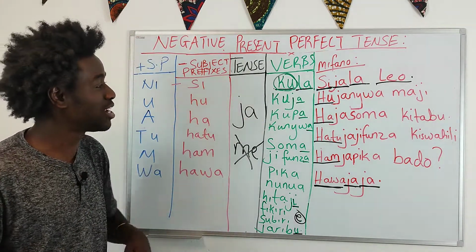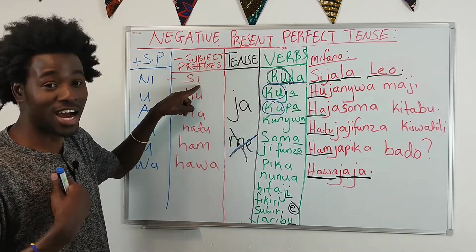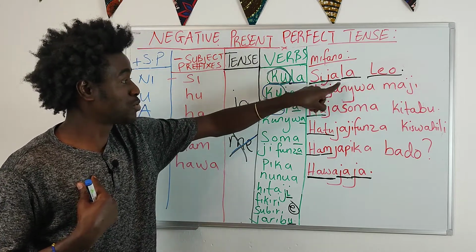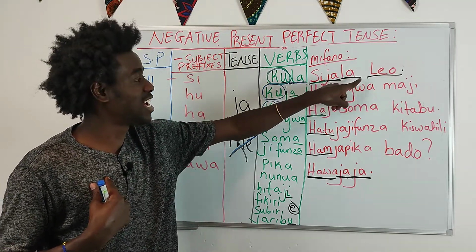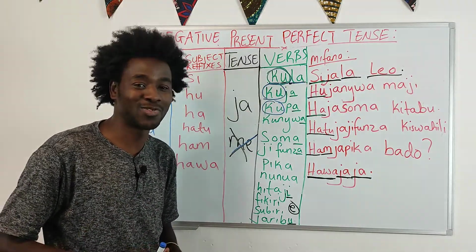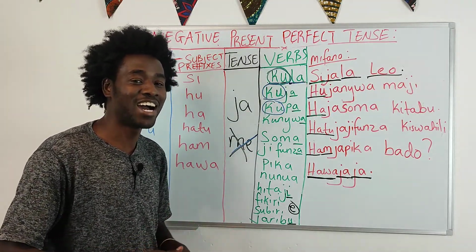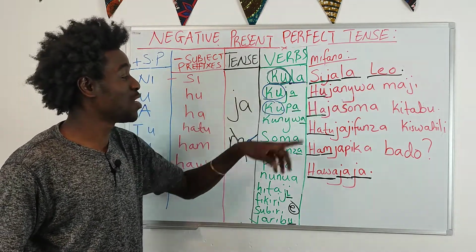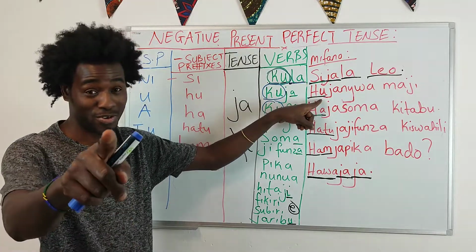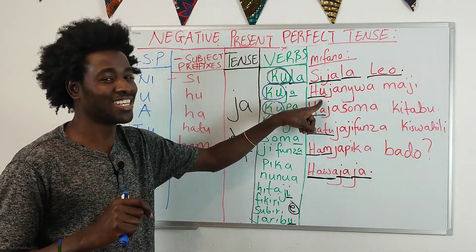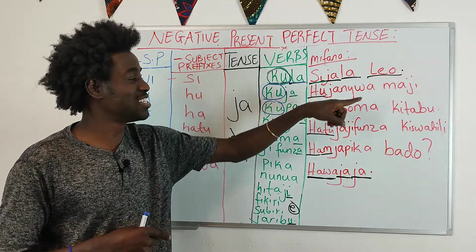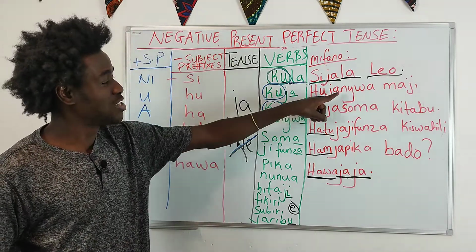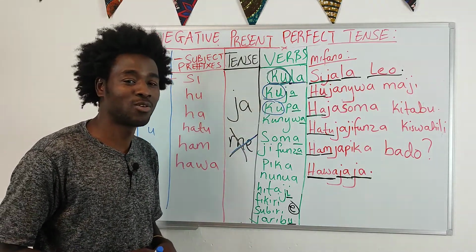Let us have a look here. So si, the subject prefix that stands for I, and ja, the negative tense, and I dropped ku, then we have la, so sijala leo. This means I haven't eaten today. Next is hujanywa maji. Hu, the subject prefix that stands for you, but I hope you drank water today. So hujanywa maji means you haven't drunk water.